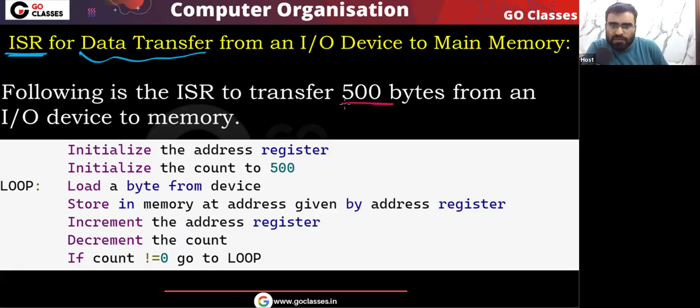Let's assume we want to transfer 500 bytes. This is our target, that we want to transfer 500 bytes from IO device to main memory. Then roughly this is what will happen. You don't have to worry about this code, you don't have to read this program. Basically, roughly this will happen.